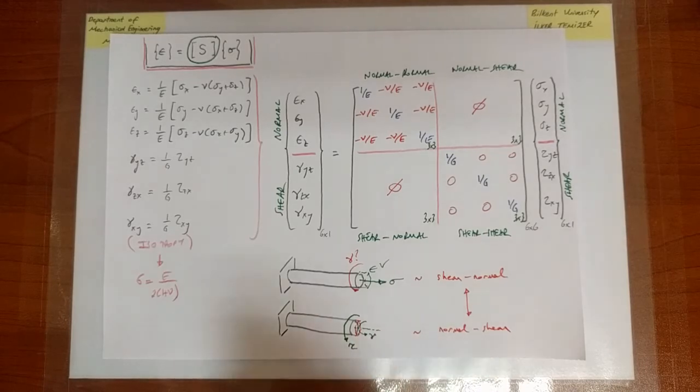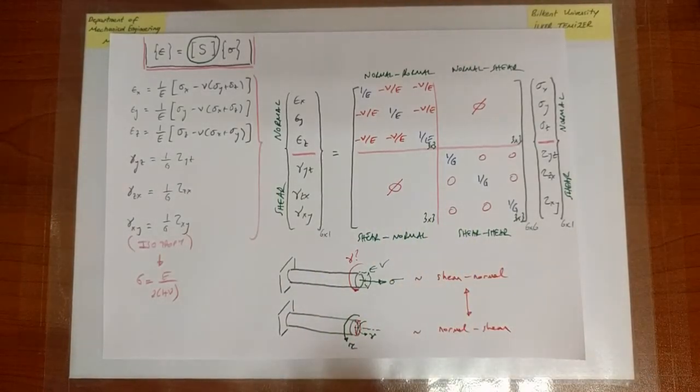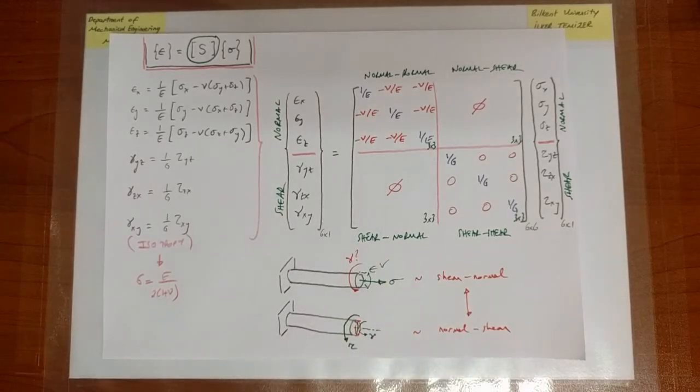All right. So now we want to go to the next step. In other words, well, what if I do not have isotropic material behavior? In that case, what does this compliance matrix look like? Okay, and that's the next thing we'd like to address.